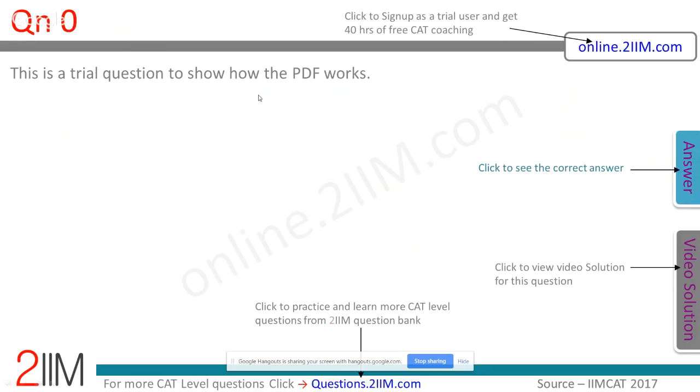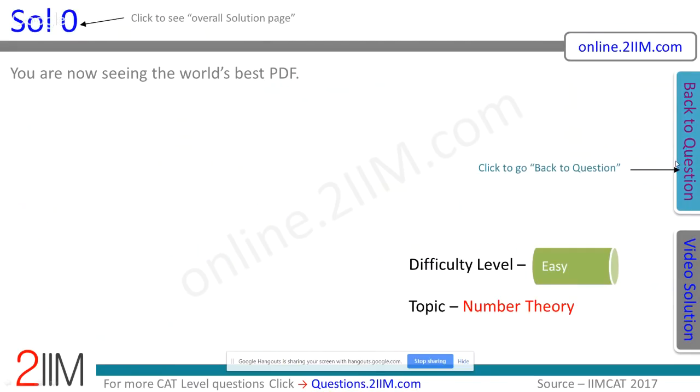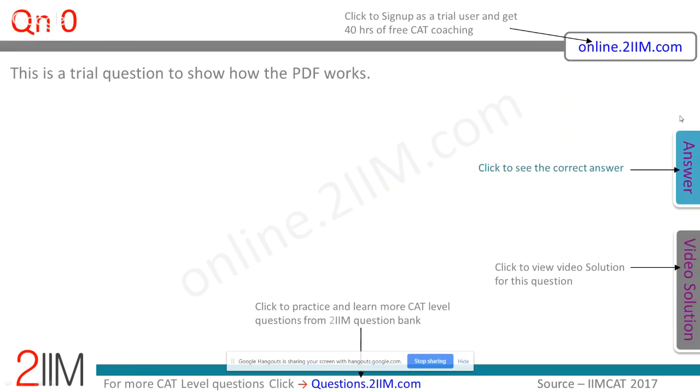The question will appear here. You're going to try solving the question. You want to see the correct answer, click here. This gives you the correct answer, the level of difficulty of the question, the topic it comes from. You want to go back to the question, click here, get back to the question. Click next, you'll go to the next question. Right? It doesn't stop with that.